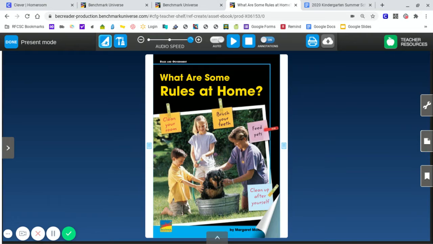Remember, what is fiction? Fiction is fake. Non-fiction is not fake. Fiction is something that is pretend. Non-fiction is informational. Think about the clues that tell us what a fiction book might look like on the front, on the cover, and think about what a non-fiction book might look like. What do you think it is?